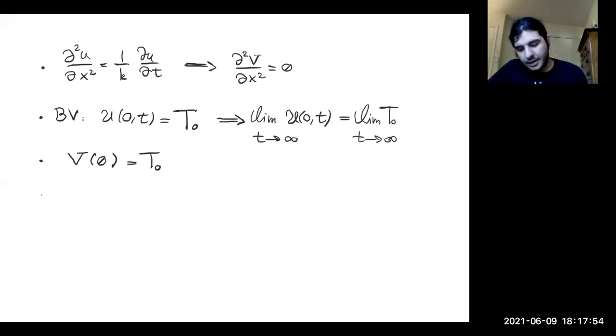The other boundary value condition is completely similar. We would see v of a, the other endpoint, is equal to t1, the other constant number, right? Now we had another condition that was the initial condition.